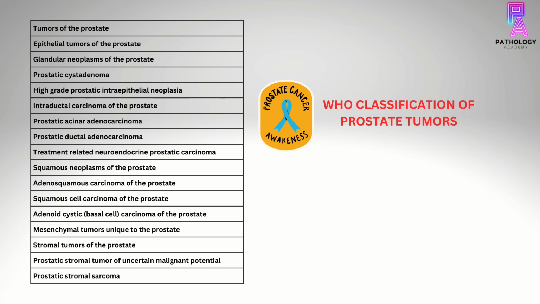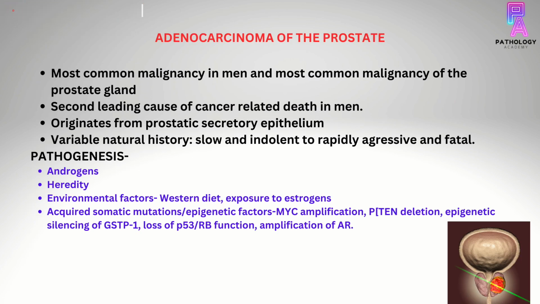Coming to the classification of tumors of prostate. Here I have enumerated the WHO classification of tumors of prostate, in which I will be talking mostly about adenocarcinoma of the prostate as it is the most common carcinoma of prostate. The adenocarcinoma of the prostate is the most common malignancy in men and the most common malignancy of the prostate gland. It is the second leading cause of cancer-related death in men.